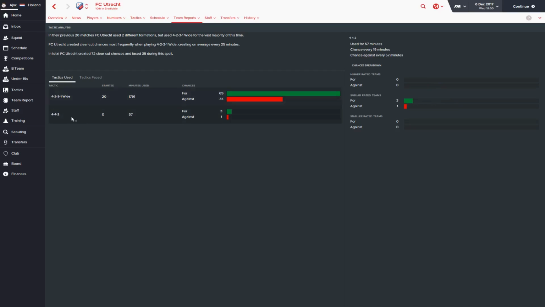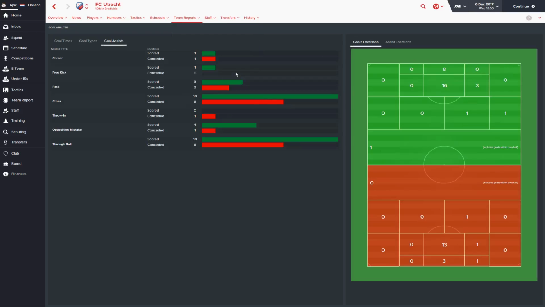So we know that the likelihood of them changing to a 4-4-2 is fairly low, but it will be something I keep an eye out on, maybe later in the game, and just make sure that they don't do that, because obviously a 4-4-2 is very different to a 4-2-3-1, so it would necessitate some changes from my end if they did do that. Alrighty, so that's all we need to look at there. I'm not going to look at last match facts or stats. I don't generally find those to be particularly interesting or useful.